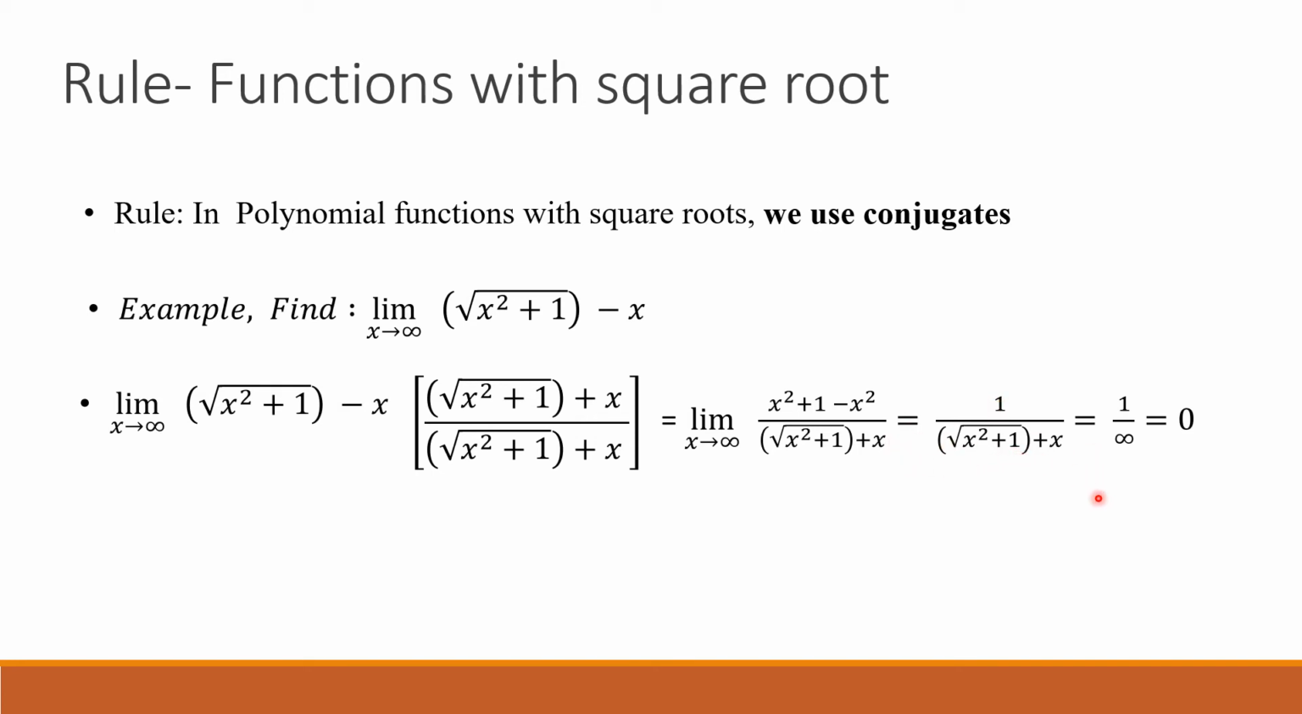Here I'm left with the whole term. So infinity squared will be infinity plus 1, still infinity. Square root of infinity still infinity, plus infinity still infinity. 1 over infinity is 0.